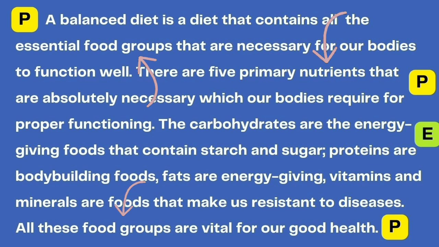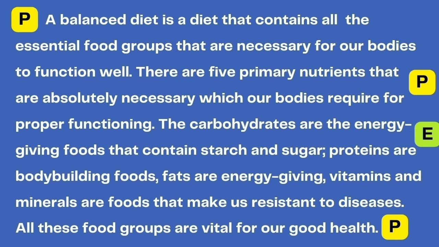So the writer mentioned food groups twice and nutrients once. I would presume that maybe the writer should have made a link between food groups and nutrients, to say that these food groups are necessary for a balanced diet, and within these food groups are nutrients. So it could be that we just needed to insert a clause or a phrase to say that the food groups include the 5 primary nutrients. Does that sound right? So we must state in our summary that a balanced diet contains all essential food groups, and these food groups include 5 primary nutrients that our bodies need to function properly.